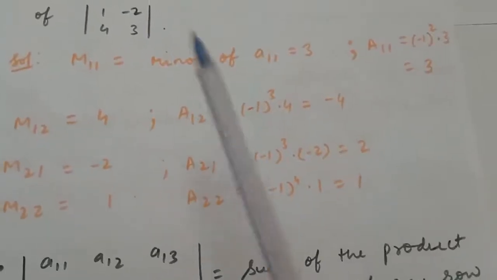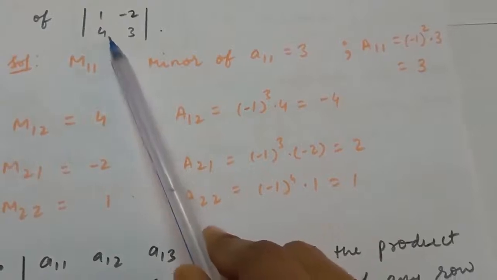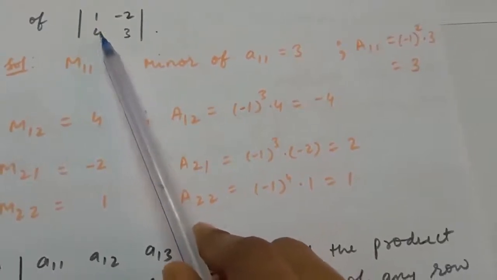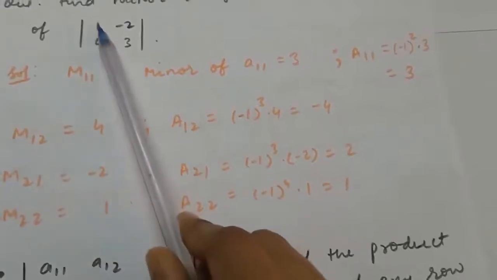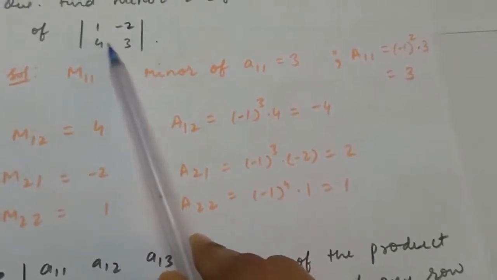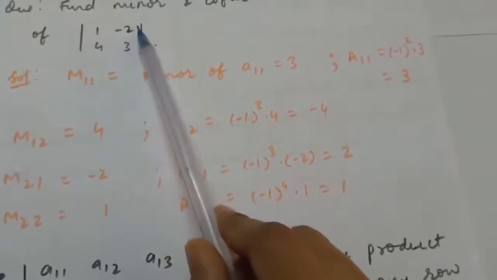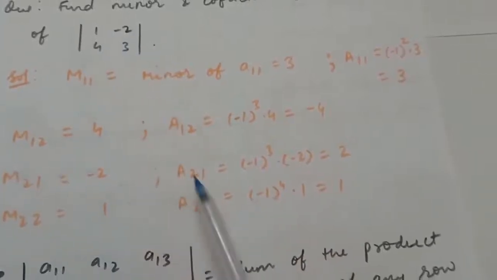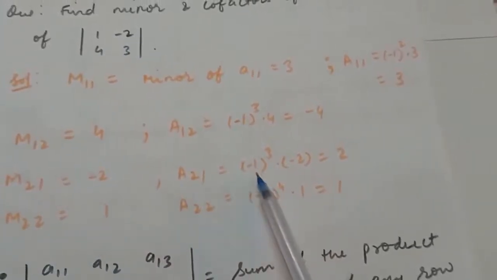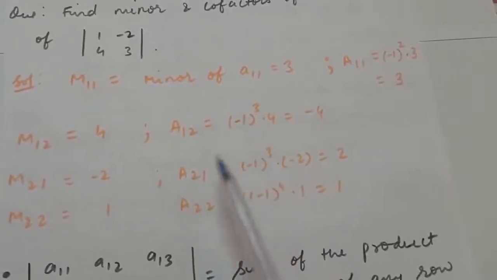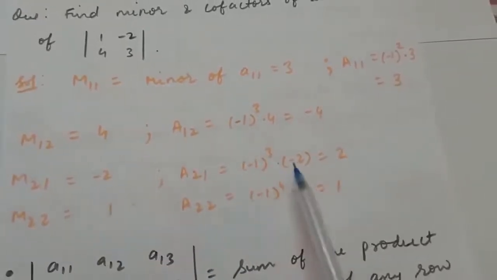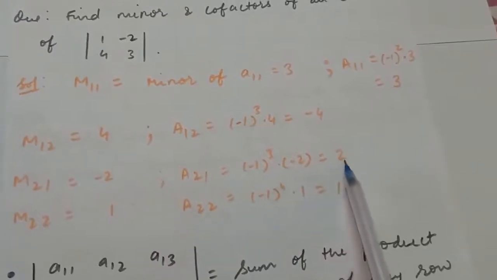So into 4, this will be minus 4. Now the minor of the element 4, this is the element A21, right? So M21 will be: delete the first column and second row, right? So the minor will be minus 2 and the cofactor of this element will be minus 1 raised to the power 2 plus 1 into the minor, which is minus 2. So you will get the answer as 2.